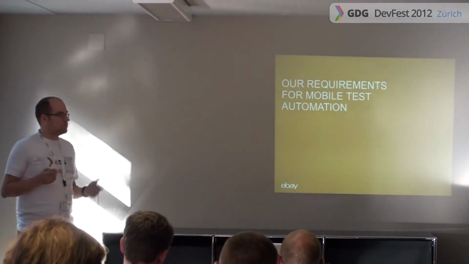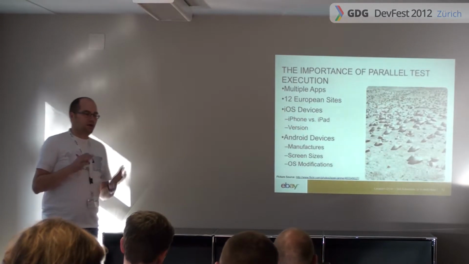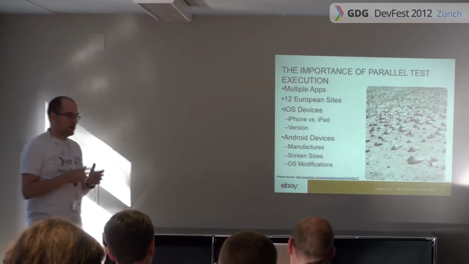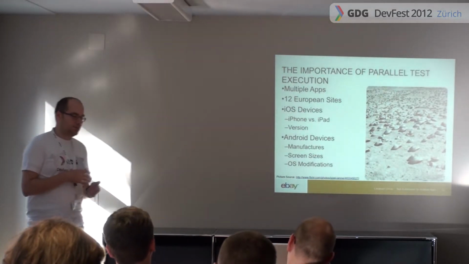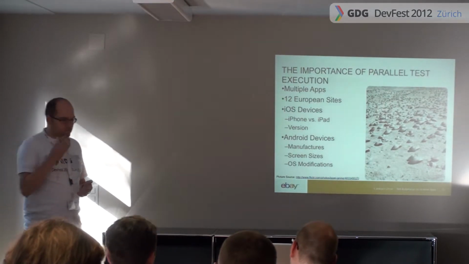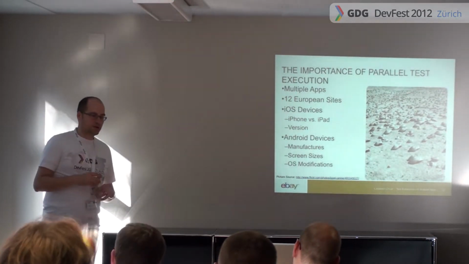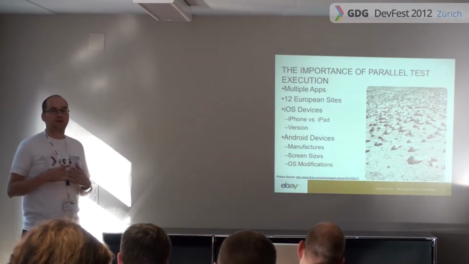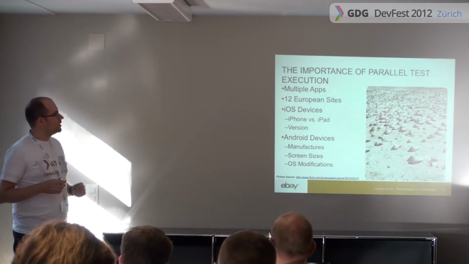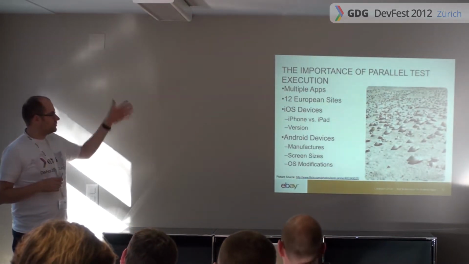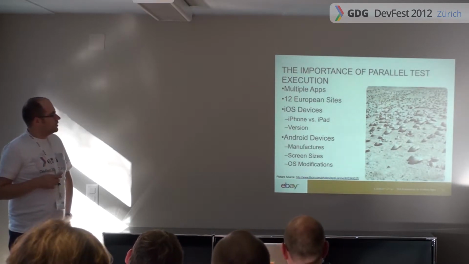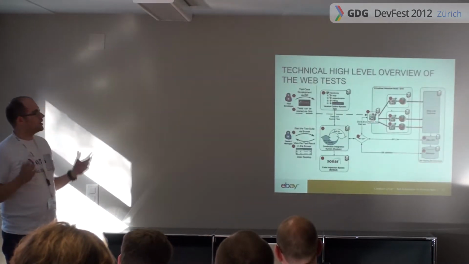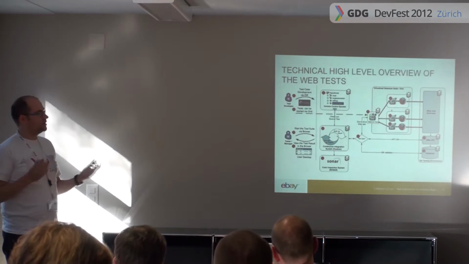And so our requirements for test automation: one thing that was really important is to execute the tests in parallel. Because if you have a lot of different devices, a lot of different application versions, and so on, if you would like to get fast feedback, it's important that you are able to run the tests in parallel. And those are the kinds of things that are driving this.